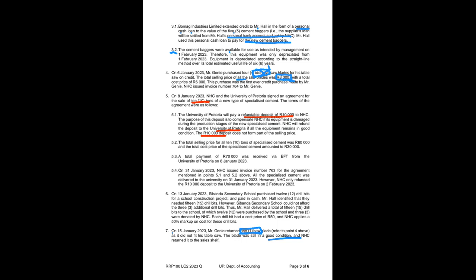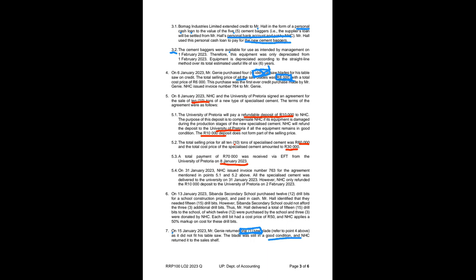The next, 5.2, says that the 10 tons of cement would be sold for 60,000 rand and would cost us 30,000 rand to produce. A payment was made by the university. So the university jumped the gun and made the payment early. A payment was made by the university of 70,000 rand. What do you think that 70,000 rand is made up of? It's firstly the 60,000 rand selling price plus the refundable deposit of 10,000 rand, right?